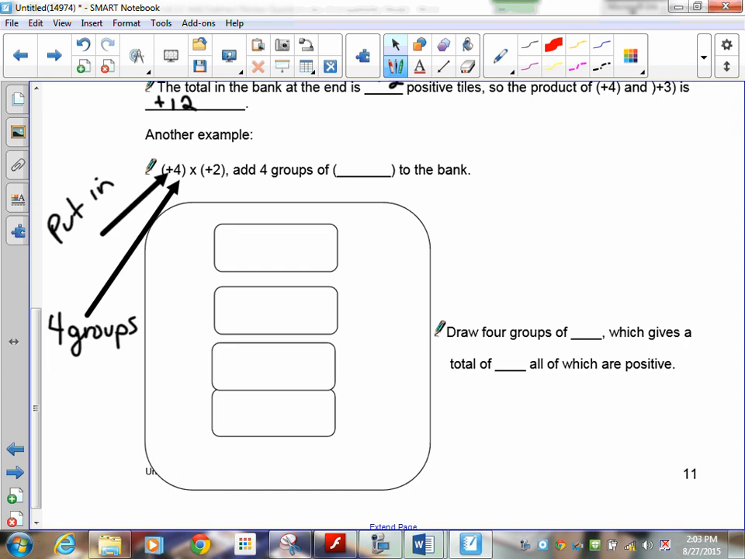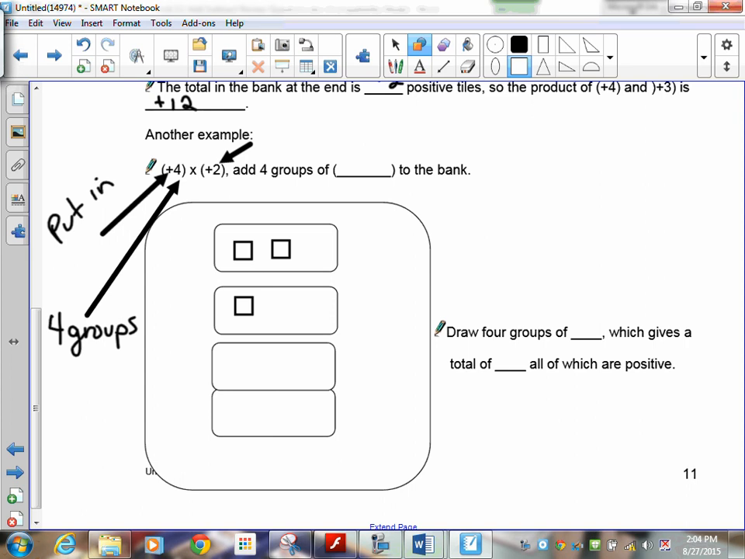Okay? And so it means put in 4 groups of positive 2. This is the groups that you're going to have here. So put in 4 groups of positive 2. So, okay, I'm going to grab my calculator thing here. We're still working with 2s. So put in 4 groups of positive 2.